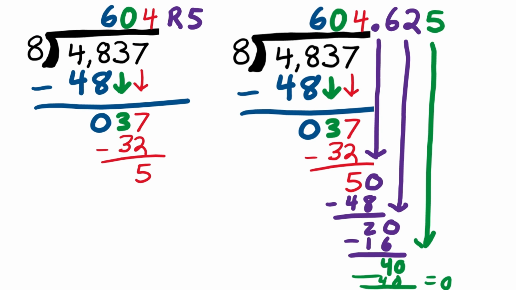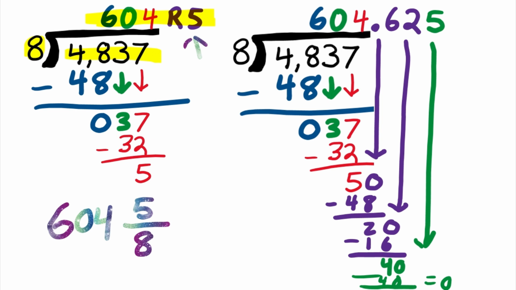Now the third way I want to show you is the fraction. Let's take a look at what this answer actually means. We can write that as a fraction because we know that 8 goes into 4,837 at least 604 times, right? Here, let me find a different color so it stands out. So it goes at least 604 times. But it goes a little bit more, right? Because there's a 5 out of 8 more that it goes. So we can actually write this as 604 and 5/8.